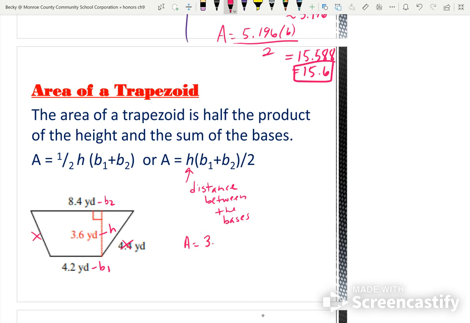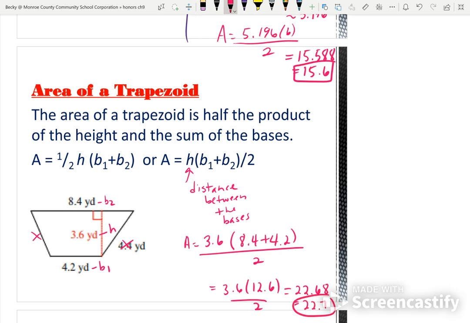So my height is 3.6, and then the 2 bases are 8.4 and 4.2, and then I'm going to divide that answer by 2. Okay, so I get 8.4 plus 4.2, which is 12.6, times that by 3.6, which is 45.36, divide that by 2, 22.68, or if you round to one decimal, 22.7.